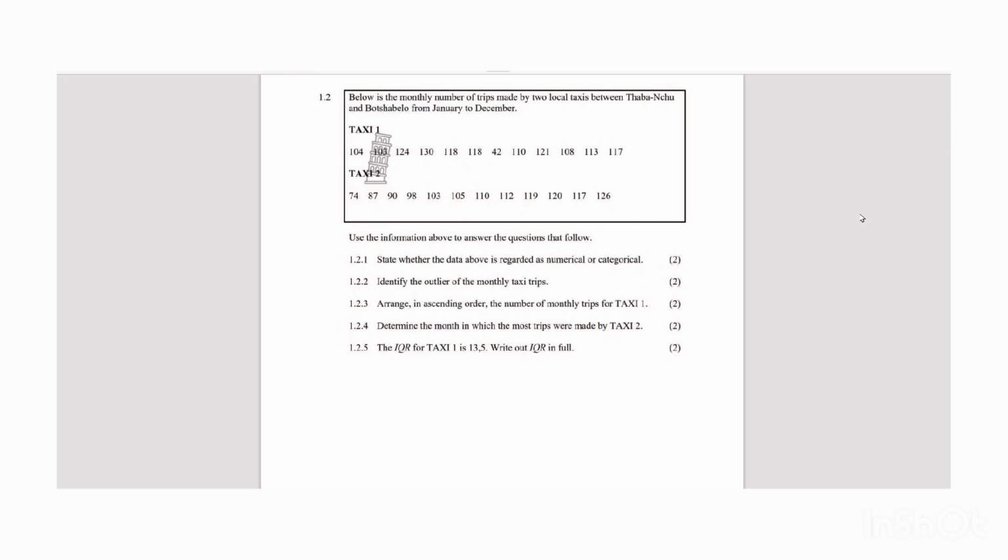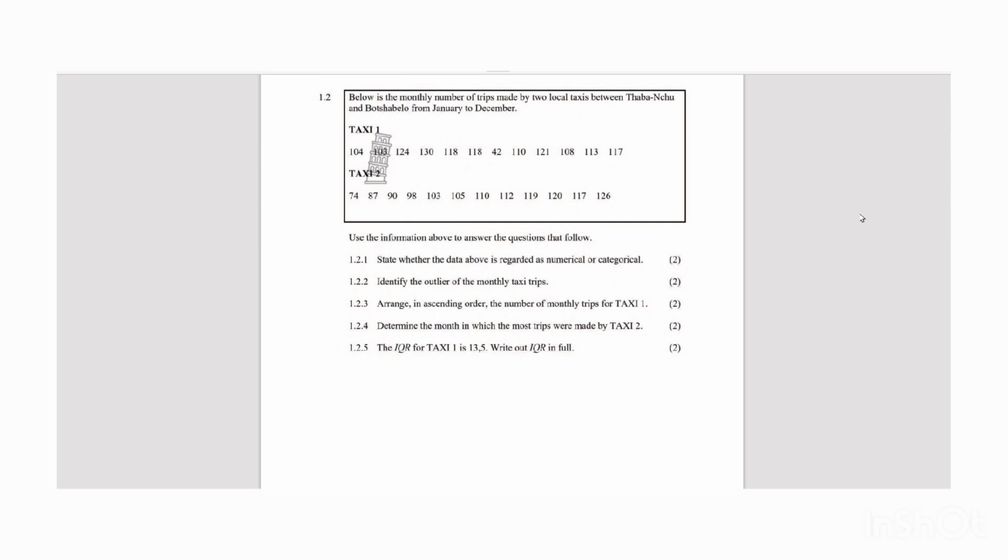Then 1.2.3 says arrange in ascending order the number of monthly trips for taxi 1. So ascending order means from smallest to biggest. So you arrange them accordingly. Then it says determine the month in which the most trips were made by taxi 2. So you look there for the month, which would be December. If you look at December there, December has 126 trips. So it is the most trips for taxi 2.